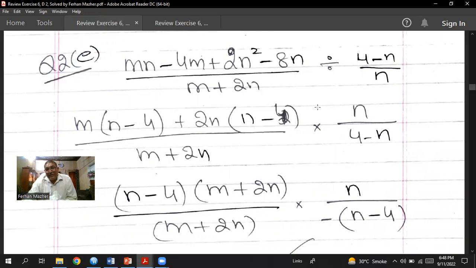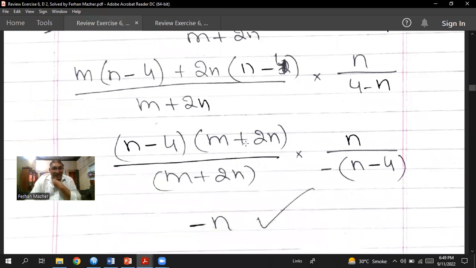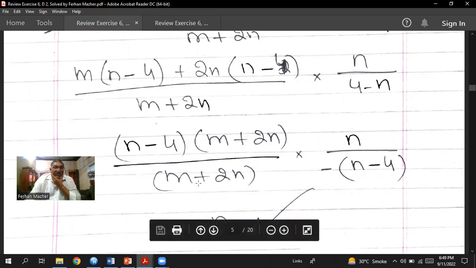Convert this divide sign into multiply. So the fraction after that divide sign will reciprocate, and you will have n divided by 4 minus n. Here n minus 4 bracket will be common, so you will have in the other bracket m plus 2n. And downstairs you will have m plus 2n multiply n divided by.